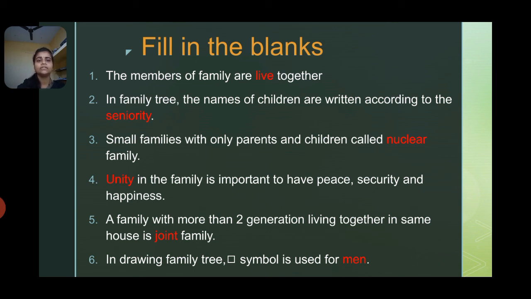A family with more than two generations living together in the same house. Yes, a family with more than two generations living in the same house is called dash family, joint family. In drawing family tree, square symbol is used for dash. In drawing family tree, square symbol is used for man.